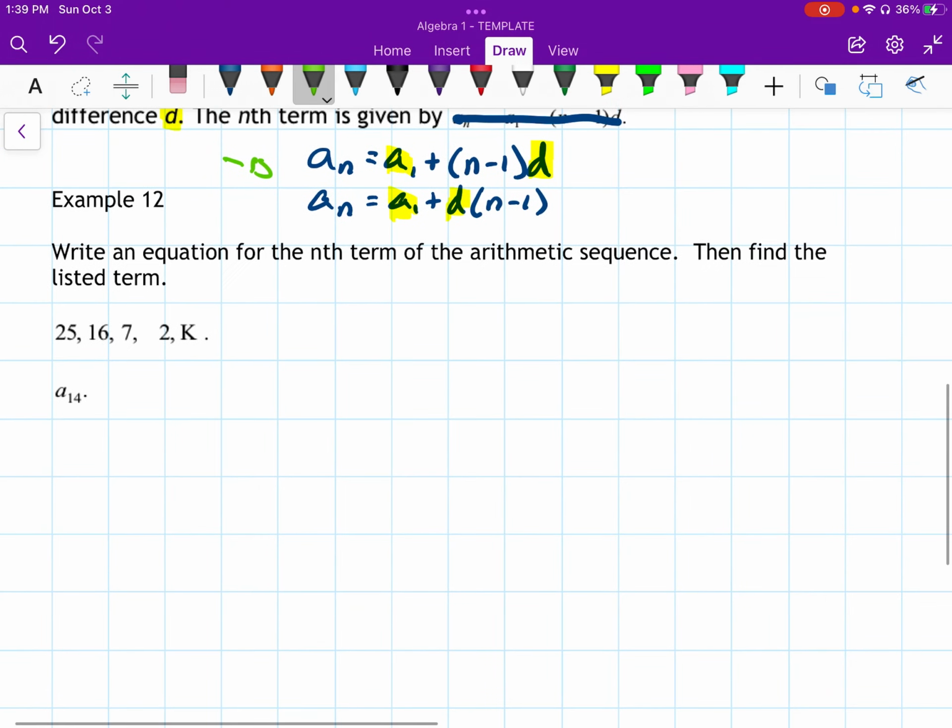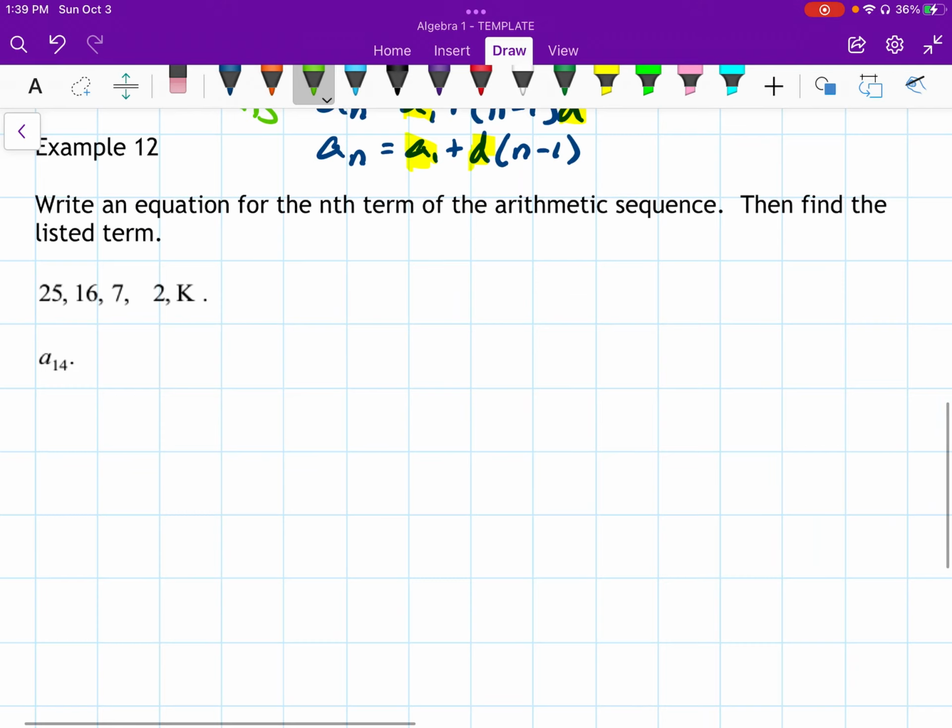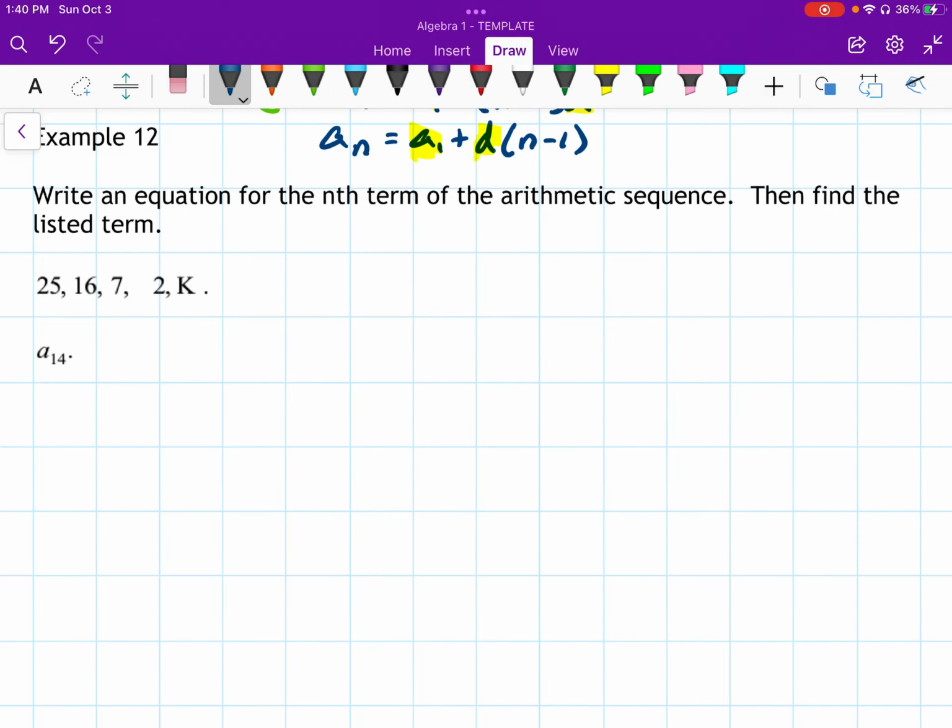So example 12. We're going to write the equation for the nth term of this arithmetic sequence and then find the listed term. So this is 25, 16, 7, and this should be a -2, and then dot, dot, dot. After we find the equation, we're supposed to find a sub 14, the 14th term.